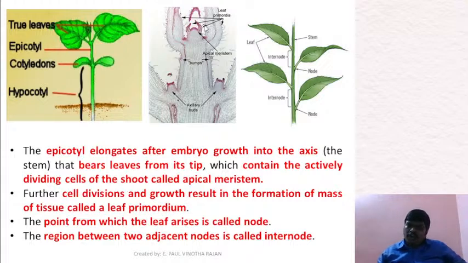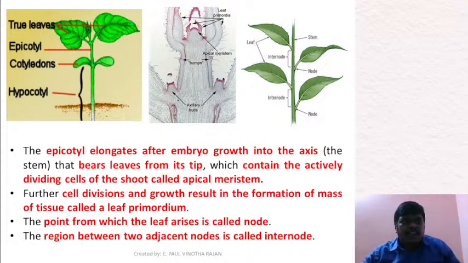Next, I am going to introduce two terms here. One is called node and the other internode. So this is the leaf. The leaf is attached to the stem. The point at which the leaf attaches to the stem, we call it the node. The node is the region where the leaf arises.